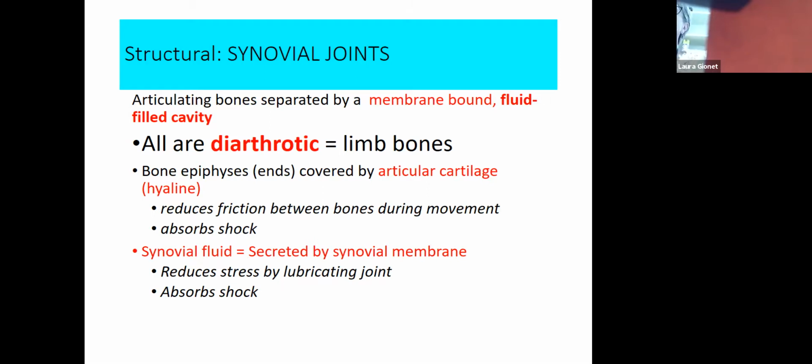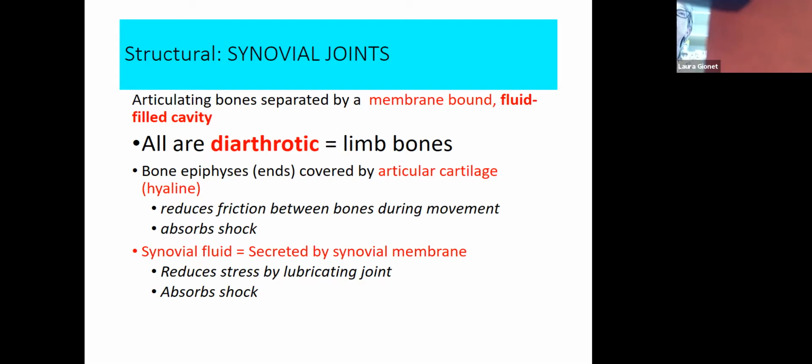Just because of the way they're structured with these synovial membranes, fluids, and the articular ends of the bone, that hyaline cartilage at the articular ends of the bone, they impart lots of movement. They must all be diarthrotic joints, and this will make more sense when we get into the functional classification. But all synovial joints, given the structures that form them, impart a lot of movement. So therefore, all synovial joints are also diarthrotic joints when we look at their functional classification.